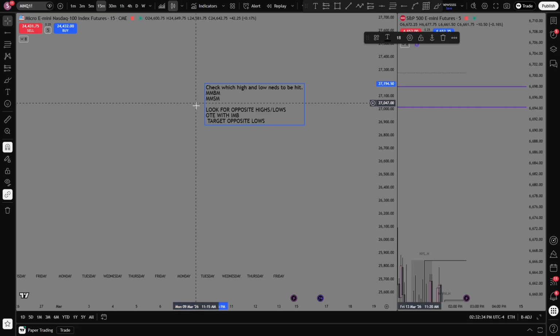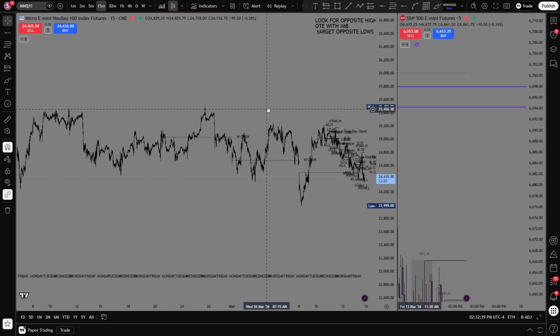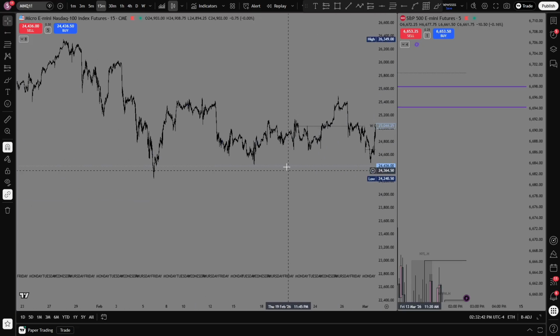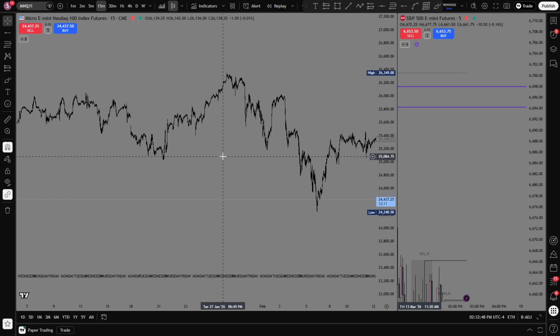This is like a simple checklist that you can use. It's really, really easy. I just showed you how easy it is. You can see this works all of the time. It's stupid.